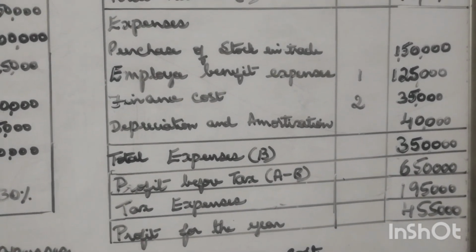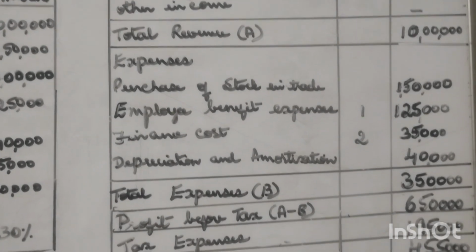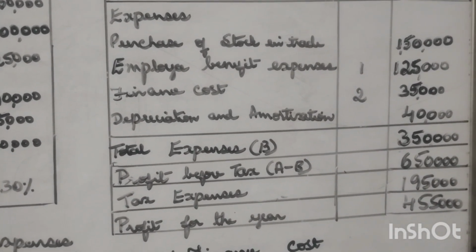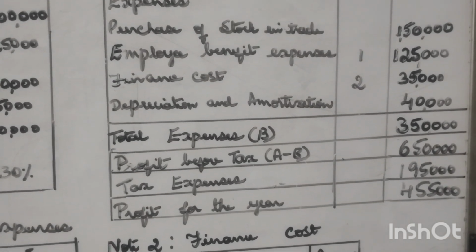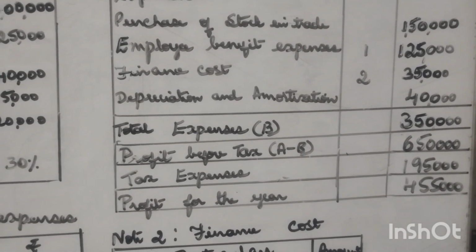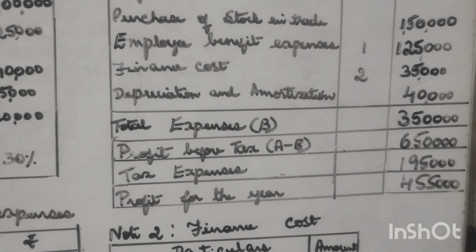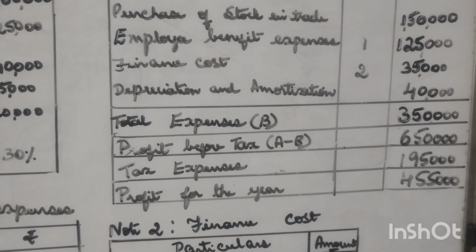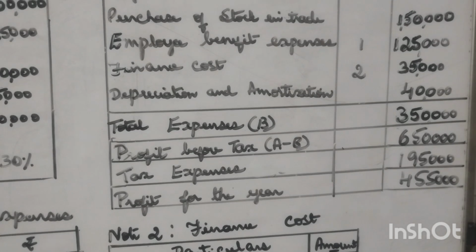So this is how revenue from operations must be considered as A. Then total expenses must be considered as B. Profit before tax is A minus B. Then tax expenses of 30% has to be provided on 6,50,000. So the amount is 1,95,000, which must be deducted from 6,50,000. So that will be 4,55,000. That is the profit after taxation.